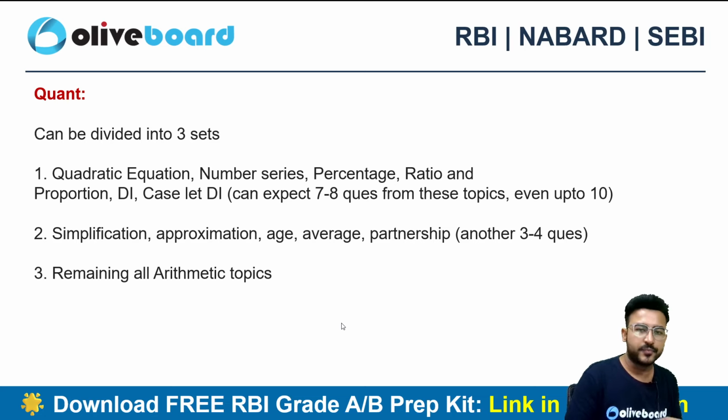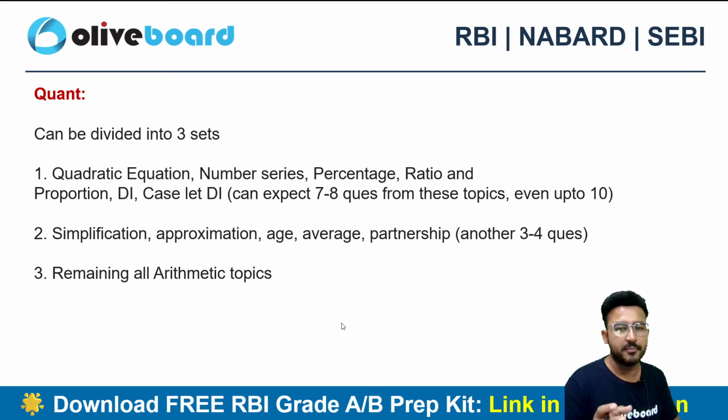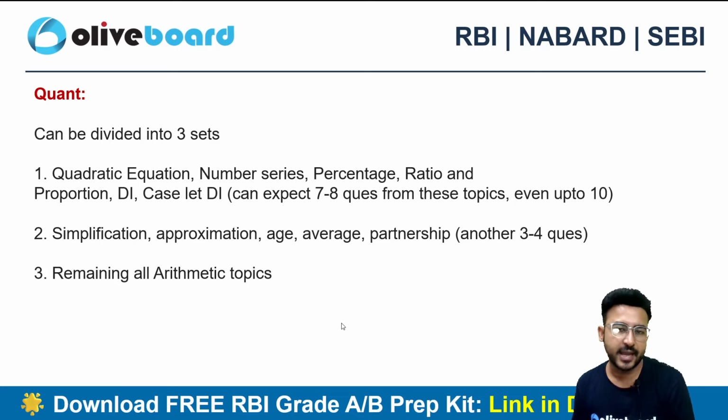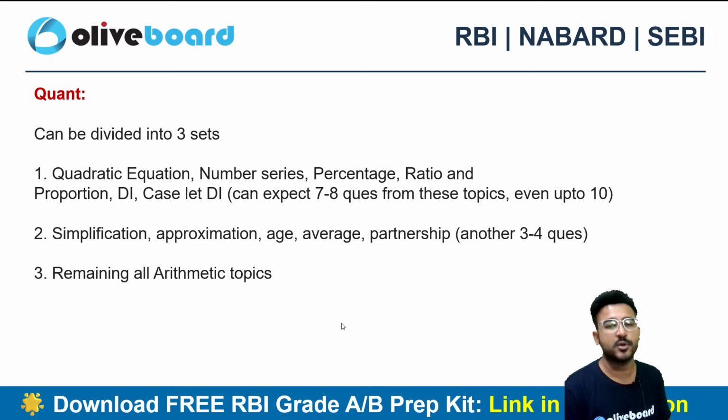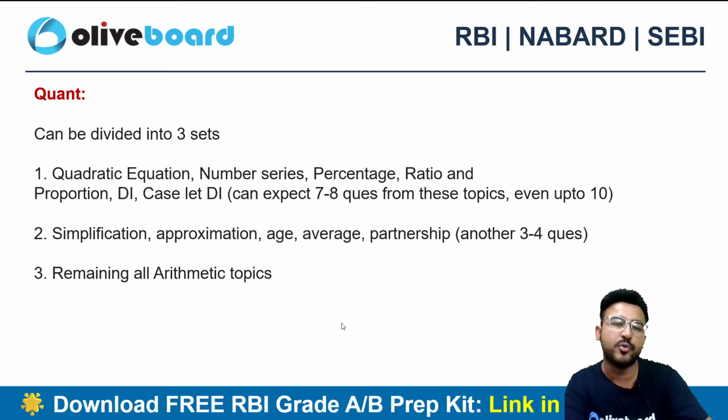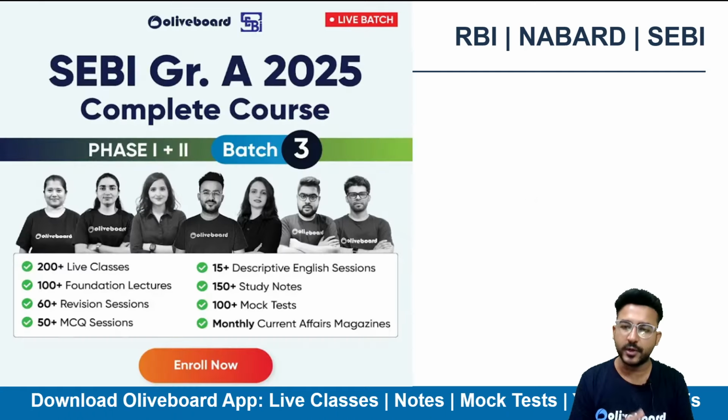Coming to quant, you need to do quadratic equation, number series, percentage, ratio, proportion, right? Caselet DI. You can expect around 7 to 8 questions from these topics, and sometimes they go up to 10 as well. Then simplification and the rest of the arithmetic related topics you need to complete. So that's from your quant side.